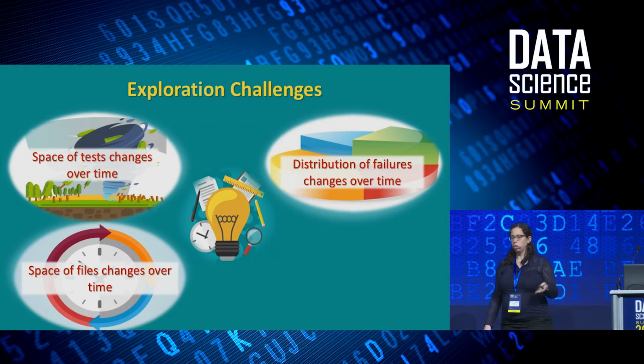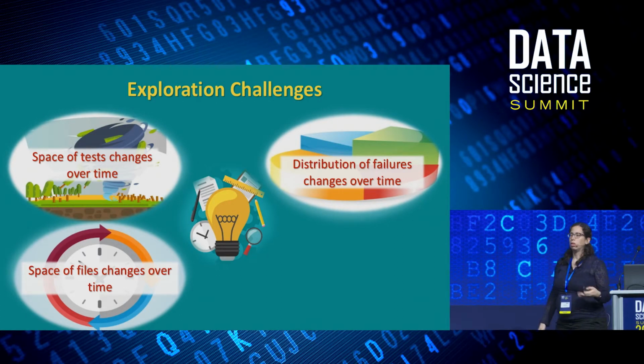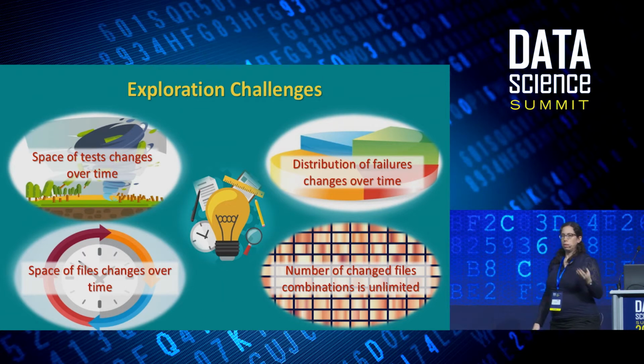Another thing that can change is the space of files. Files of the project can be changed. The developers can change the directories, they can change the file, they can do many changes, and we should, like before, explore those changes. Another thing that may change is the combination of files that have been changed together. Omer can change one file, two files, three files, or more. It is an unlimited combination, and we want to check all the things together.